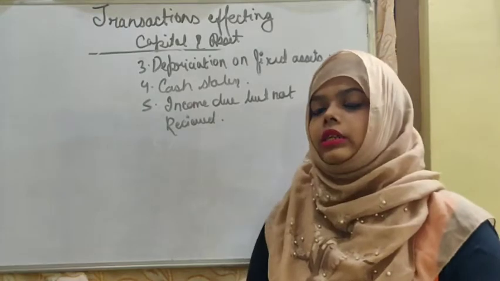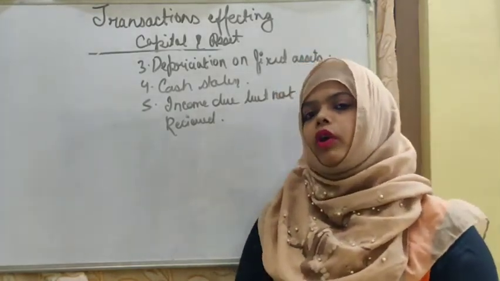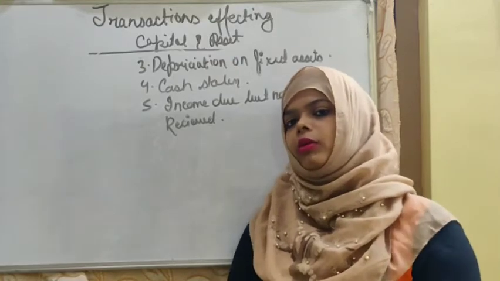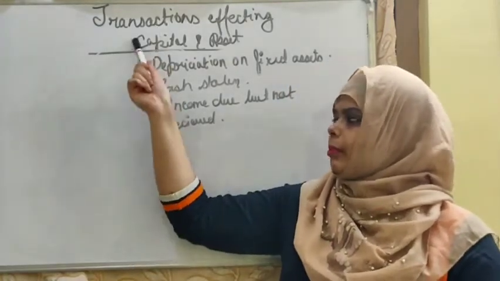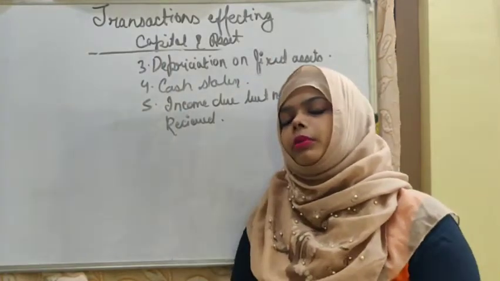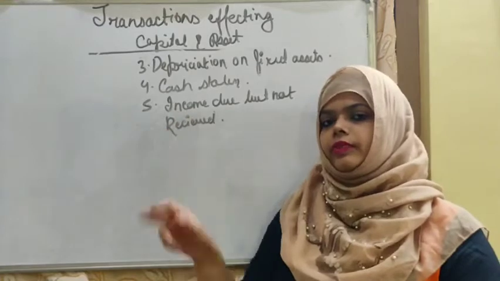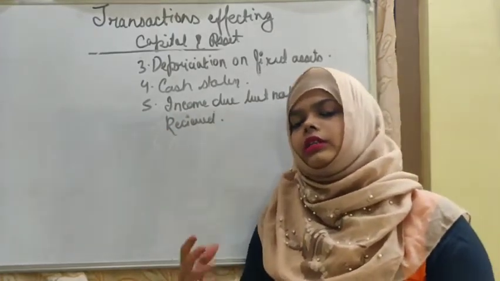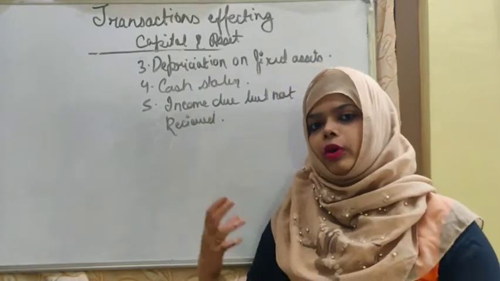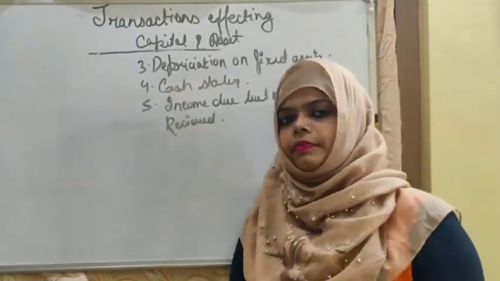Income is there in our business. Income is made, but we have not received the cash or the money for the income. This transaction will affect both the capital and the asset part of the business, because income is made, so it will affect the capital part, and the income in monetary terms will affect the asset part.